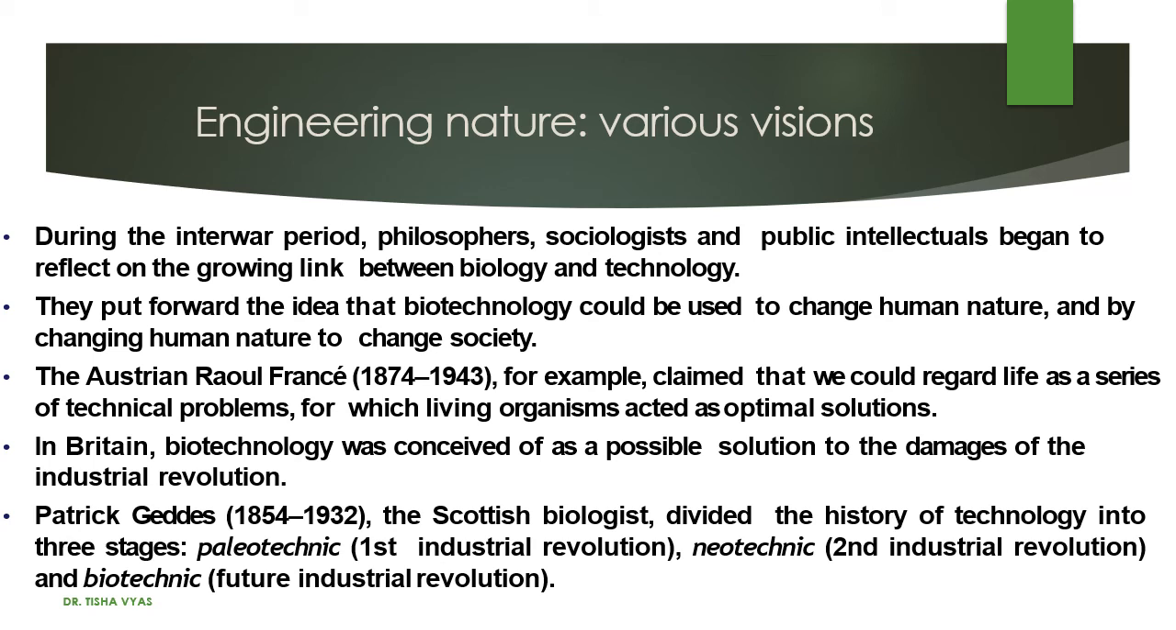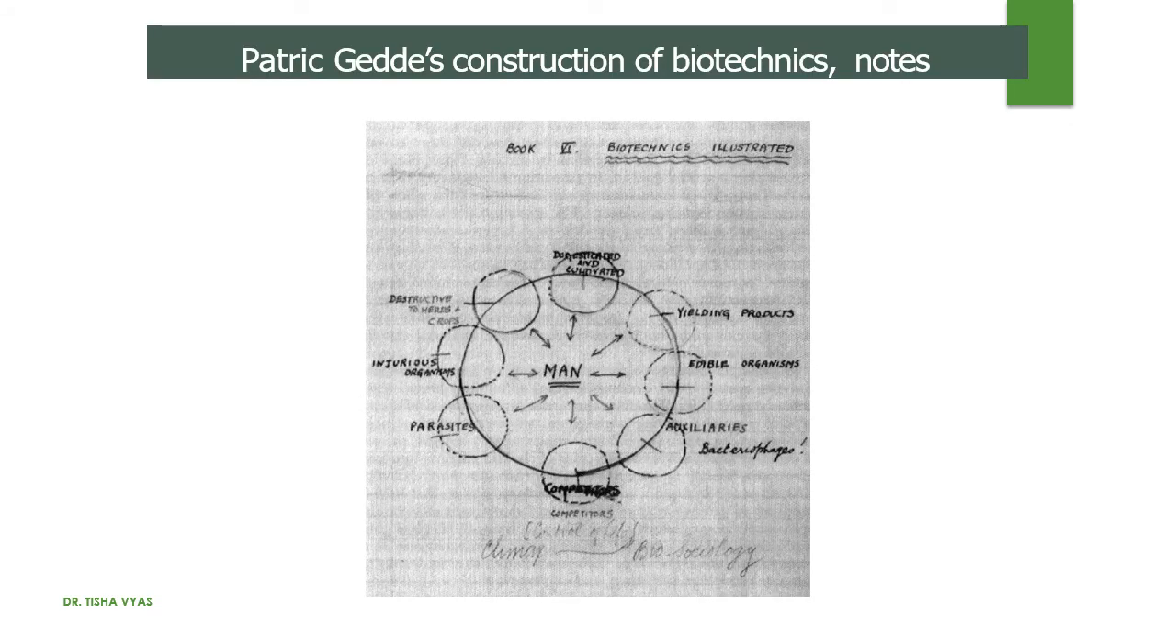In Britain, biotechnology was conceived of as a possible solution to the damages of the Industrial Revolution. Patrick Geddes, the Scottish biologist, divided the history of technology into three stages. The first is Paleotechnique, that is the Industrial Revolution. The second phase is Neotechnique, that is again the Industrial Revolution. And the third is the future Industrial Revolution, also known as Biotechnique. Now let us have a look at Patrick Geddes's construction of biotechnique.